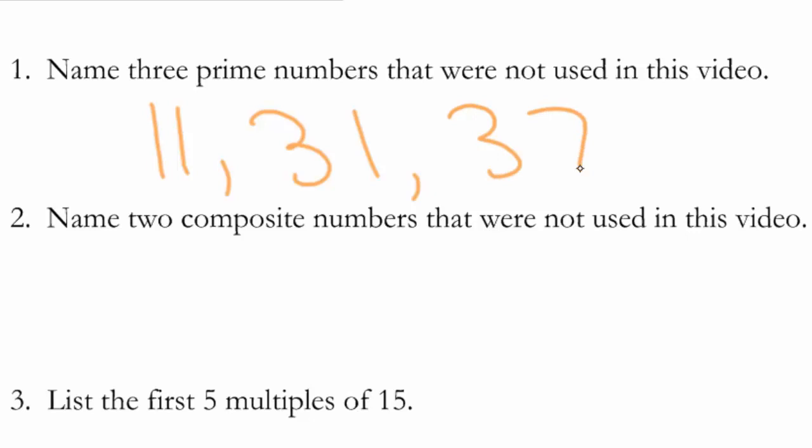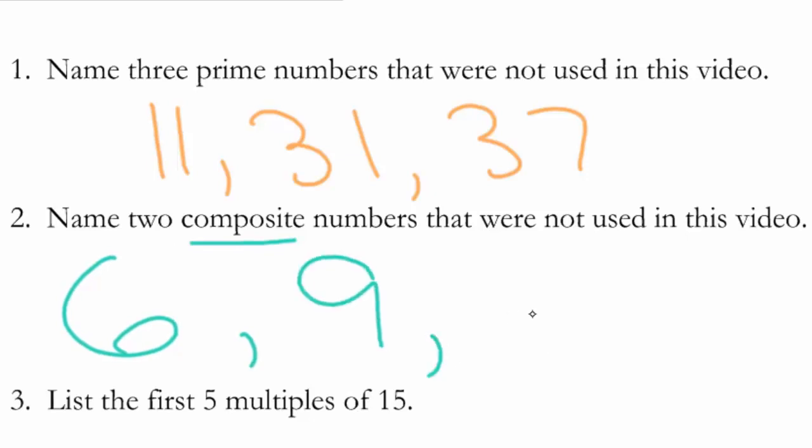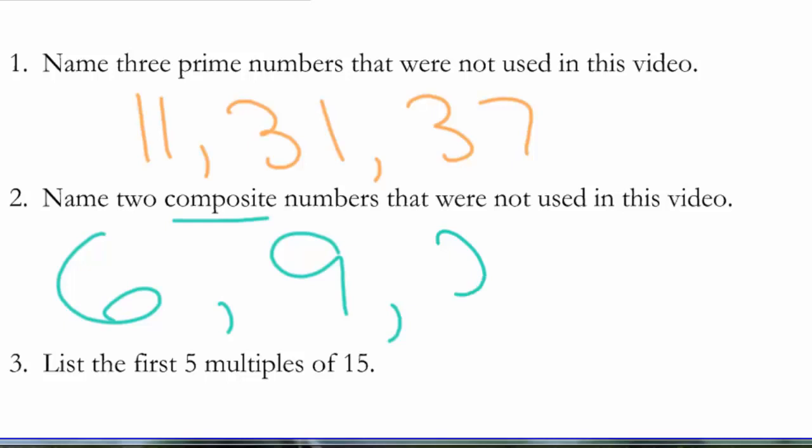You want to name 2 composite numbers that were not used in this video. Remember, composite numbers have more than 2 factors. So a number like 6 is composite. A number like 9 is composite. A number like 21 is composite. 28 is composite. We can keep on going.